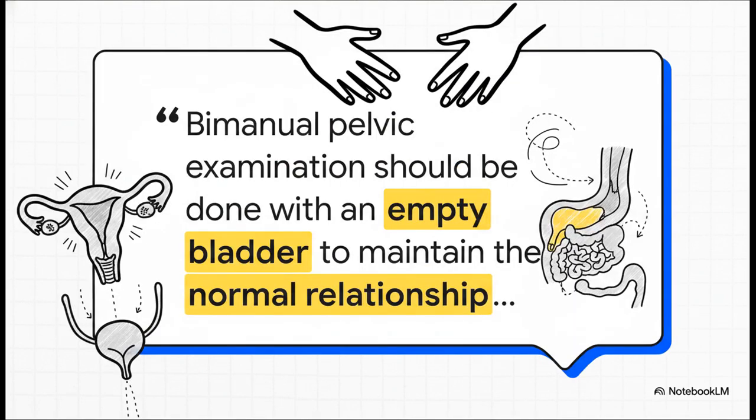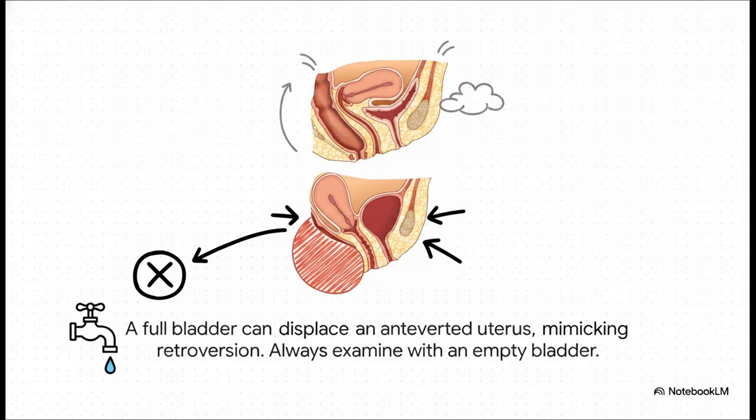All right, now let's talk diagnosis, because here's a critical point, and it's a super common mistake that gets made during a pelvic exam. To get an accurate sense of the uterine position, the bladder absolutely must be empty. And this image shows you exactly why. A full bladder sits right in front of the uterus, and when it's full, it can physically push a totally normal anteverted uterus backward. On your bimanual exam, it'll feel like it's retroverted, but it's not. It's just being pushed. This is such an easy way to get a misdiagnosis.